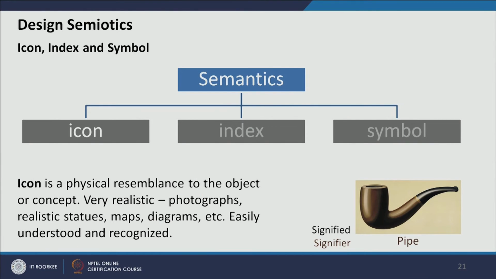For example, this is a famous painting, we must have seen that. This is a pipe, but it's a painting of a pipe. So it's also written that this is not a pipe, this is a painting of a pipe, but still this is a photograph, and this reminds us of a pipe.